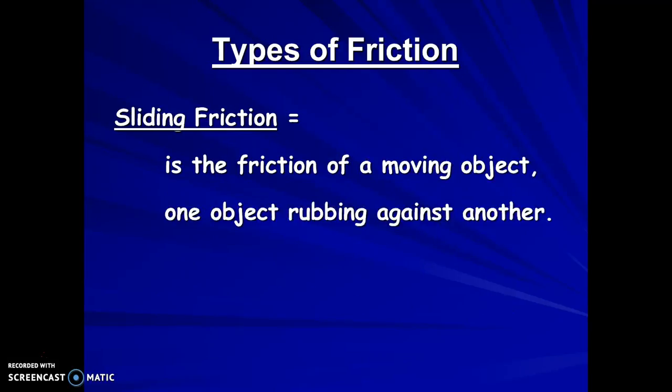Sliding friction is the friction of a moving object, one object rubbing against another. So as soon as I push that chair, as it slides across the floor, that would be sliding friction. Another example of this is when a car puts on its brakes very, very quickly. Okay, you have maybe some skid marks if it was going really, really fast. That would be another example of sliding friction.